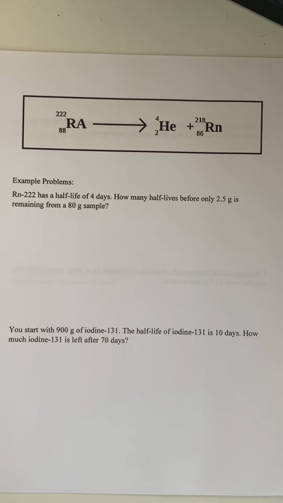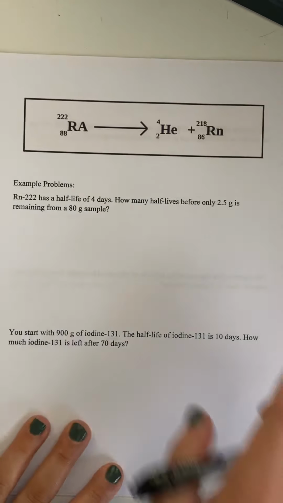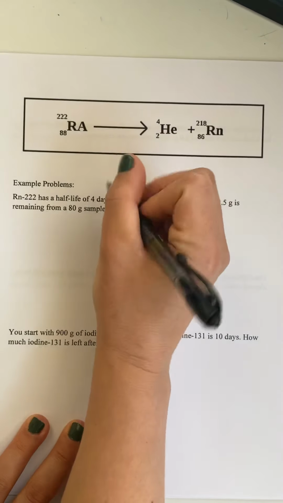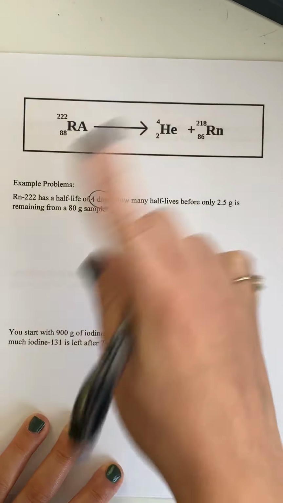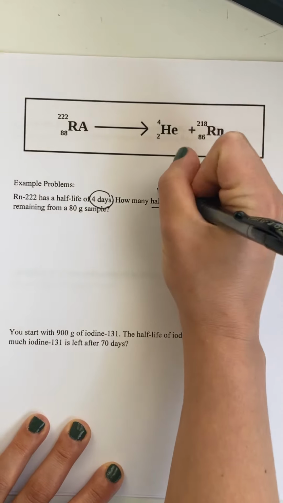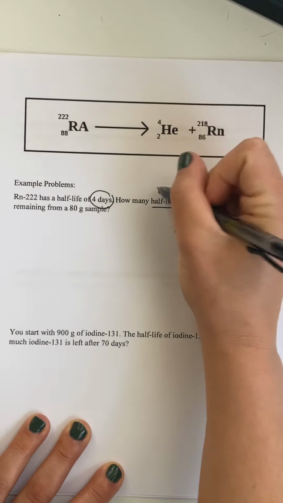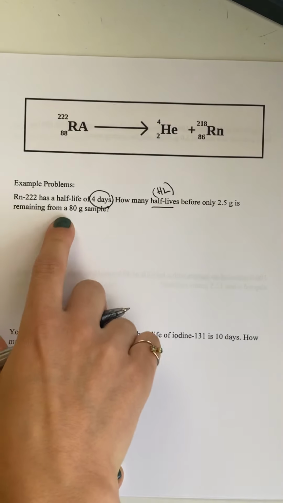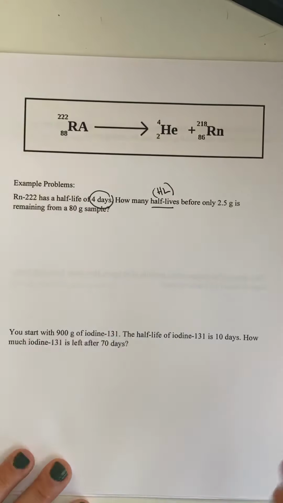Okay. So let's look at our first example problem, and I'm going to show you exactly how to organize these. The first thing I'm going to do is read through it and just write down the information that I know. So this is radon, and it has a half-life of 4 days. That means in 4 days, I'm going to have half of the original sample that I started with. This is asking how many half-lives, and I'm going to abbreviate it the entire time as just HL, so you guys are aware of what that means, before only 2.5 grams is remaining from an 80-gram sample. So this is asking how many half-lives went by before I only had 2.5 grams from my original 80.